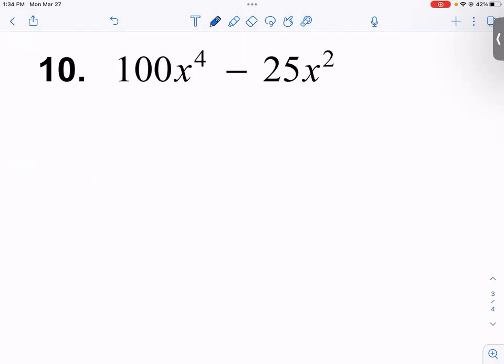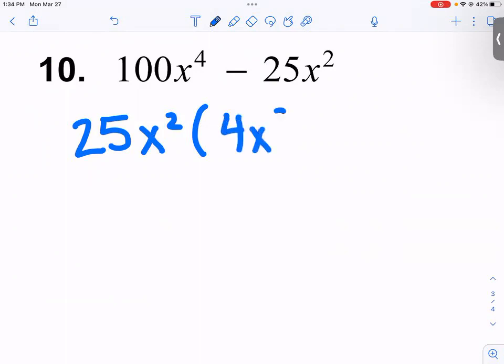Okay. Is there a GCF? 25 x squared, and left over would be 4x squared minus 1. Okay, so we factored out our GCF. That was our first step. Now with what's left over, we need to decide if we can factor that.